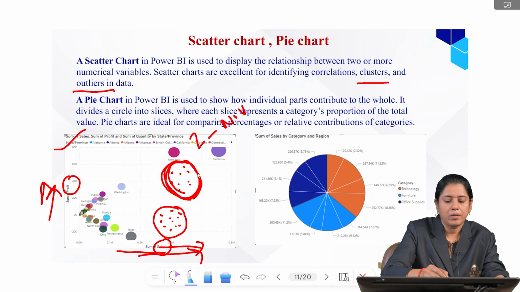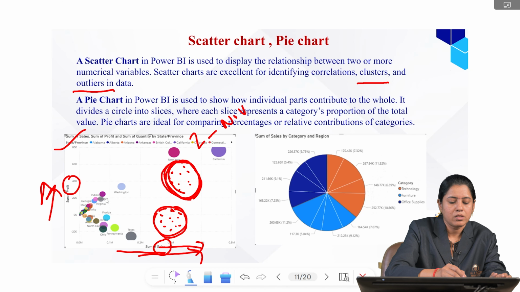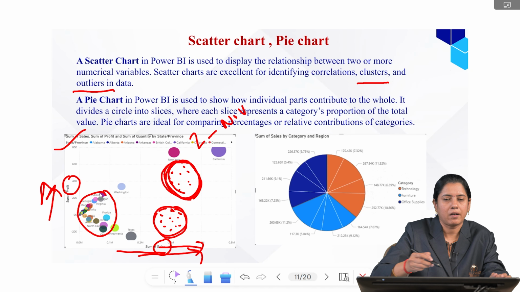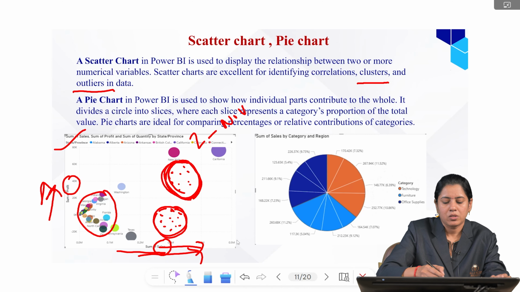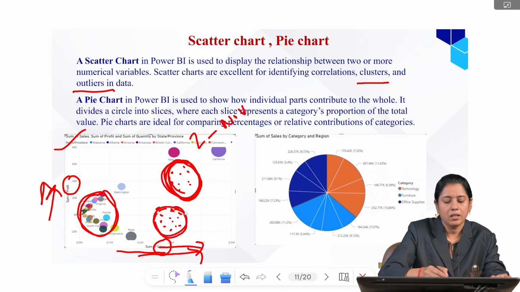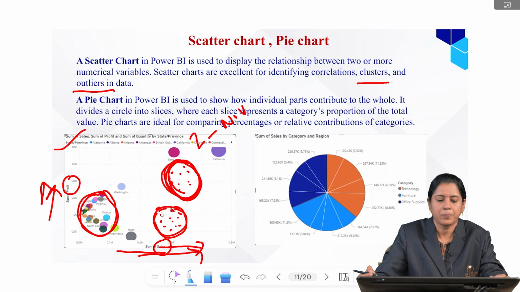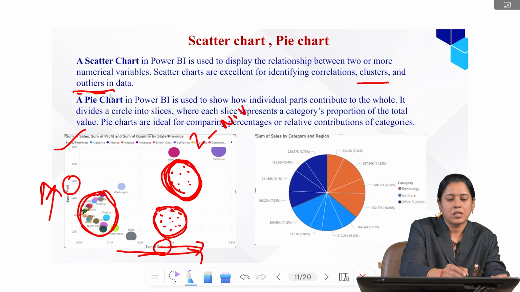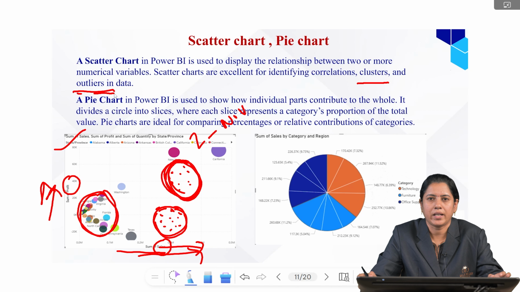So we call them the highest sales ones. If you observe here, these are the moderate sales. Whatever dots are here, you have the low sales, because along the x-axis we are showing the sales information from 0 to 0.5 million. So increasing means these are the highest sales cluster, these are the lowest sales, and these are the moderate sales clusters. Along with that, a scatter plot is also used to identify the outliers.